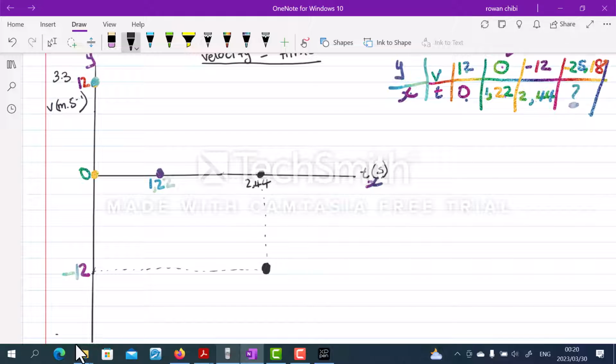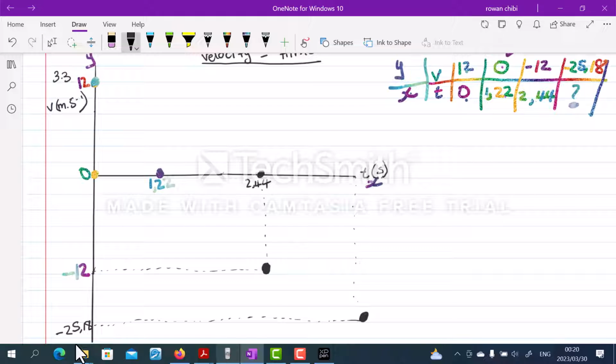Then the last point is when y is negative 25,18. When y is negative 25,18, then x will be somewhere there. We don't know the x, we don't know this time, but you can calculate if you want, but you don't have to. It's going to waste your time. Then there's going to be another point when y is negative 25,18, then there will be a point there. And then these are the 4 points that you have.